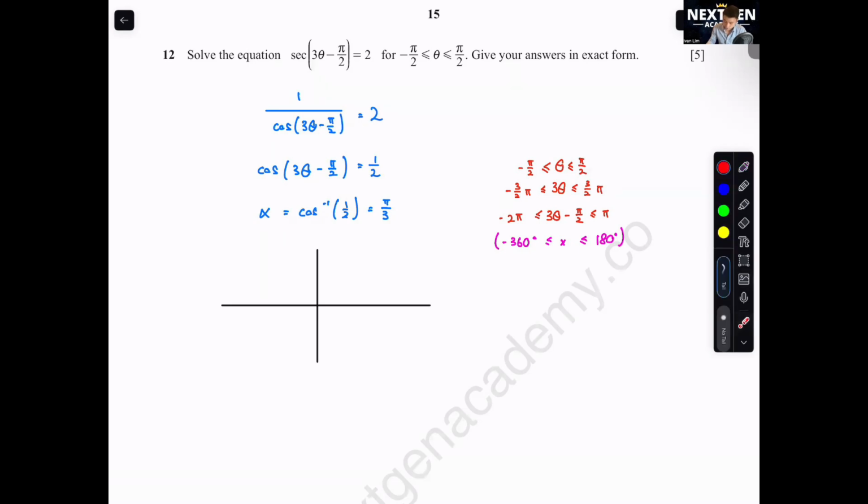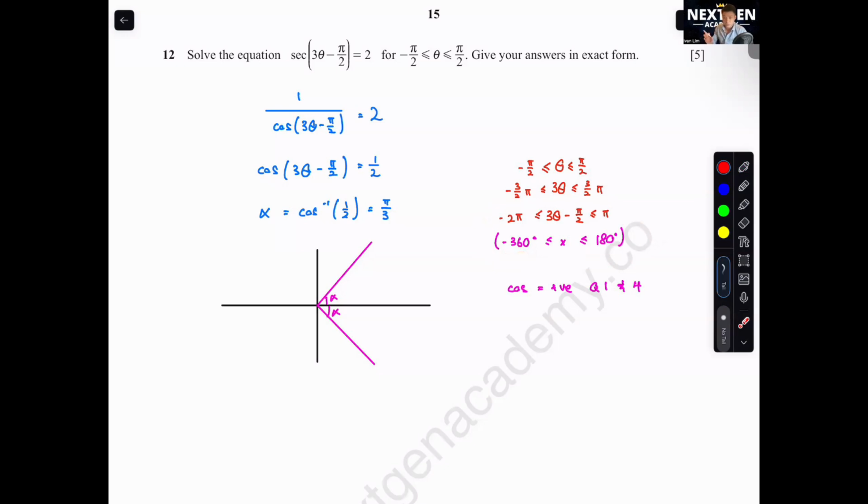We are going to find this. Cos is positive, so we will consider quadrant 1 and quadrant 4. Pi over 3 is equal to 60 degrees. So quadrant 1 and quadrant 4. All right. How do we do this type of question? We have to take into consideration this domain here first, from negative 360 to 180 degrees.